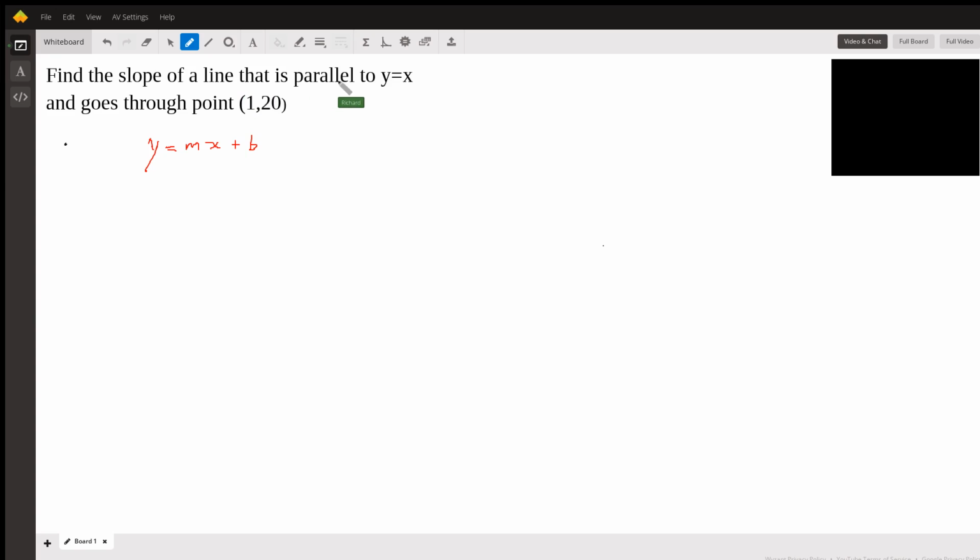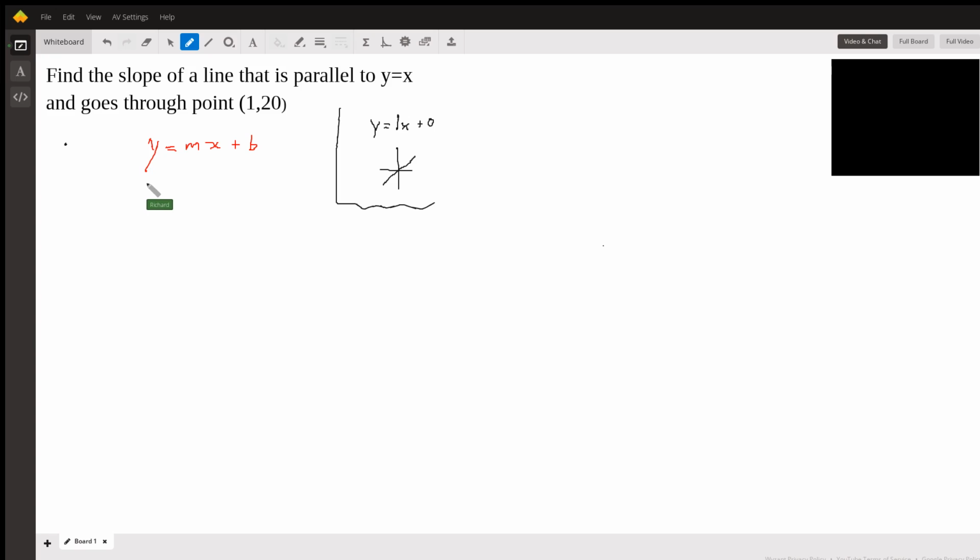We need a line that is parallel to y equals x. Well, y equals x can be written as just y equals 1 times x plus 0. And you can see that the line y equals x has a slope of 1, and it goes through the origin because when x is 0, y is 0. If we were to graph that line, we would have something that looks like this. Okay. So we want a slope of 1.